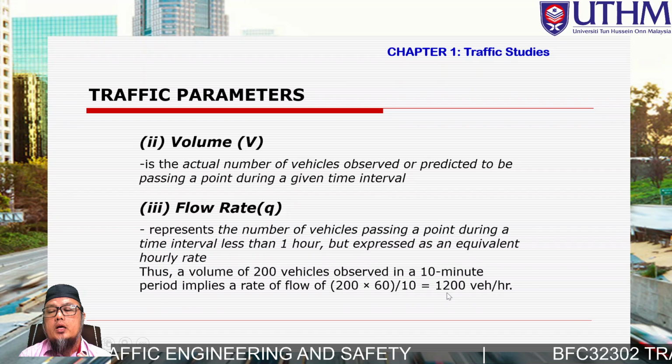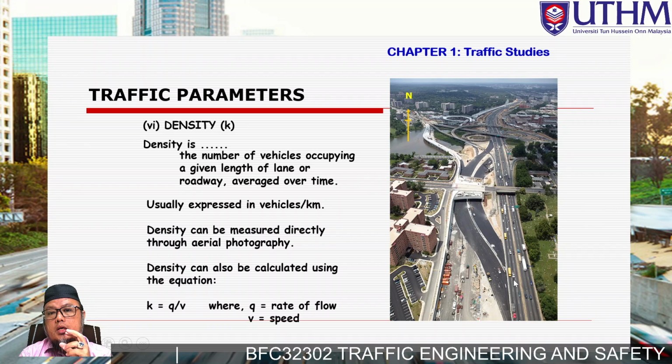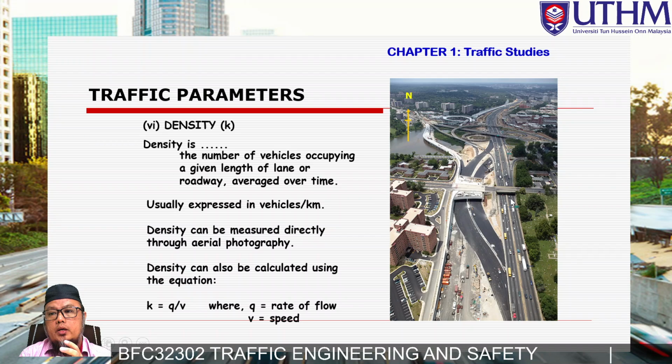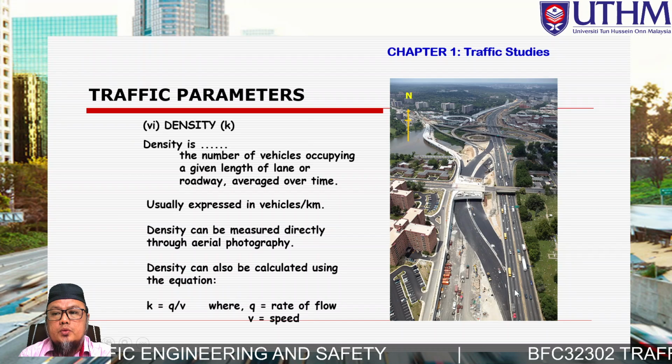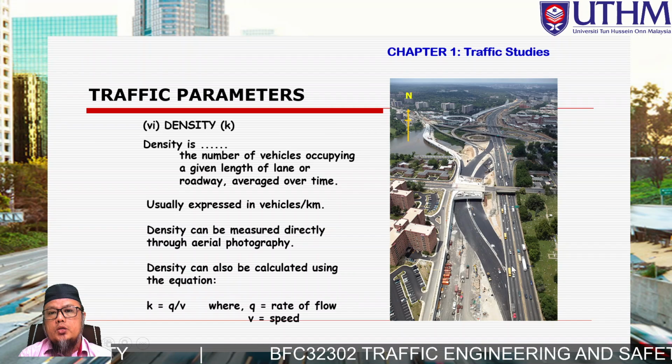Okay, next, density. Density is the number of vehicles occupying a given length of the lane or roadway, averaged over time. So kita nak lihat kepadatan kenderaan pada jarak section di sesuatu laluan ataupun lebuh raya ataupun highway. Okay, expressed as vehicles per kilometer. So we are going to observe 1 kilometer, the number of vehicles in 1 kilometer. We can segment it to be less than 1 kilometer, but you have to consider multiplying to make it 1 kilometer.